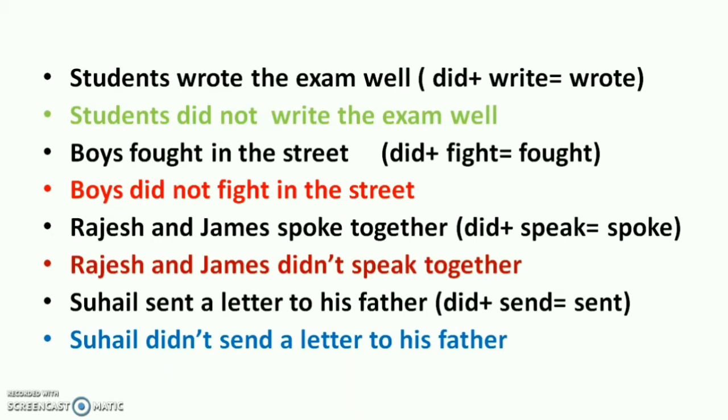Then how to change this into a negative sentence? We have to split the auxiliary, that is did, from the V2 form. Then use it separately, add not along with did, and use the V1 form. Students did not, then look at the verb, that is only write, not the V2 form. We have separated the auxiliary from the V2 form, that is wrote, then used it independently in the sentence, that is did. Then added not along with did. Students did not write the exam very well. So subject plus did plus not plus V1, that is write, plus the object, the exam well.